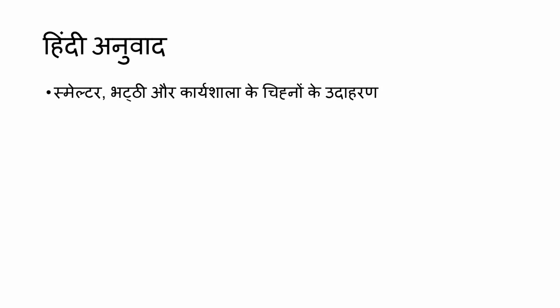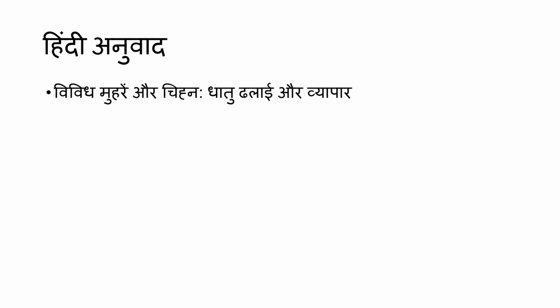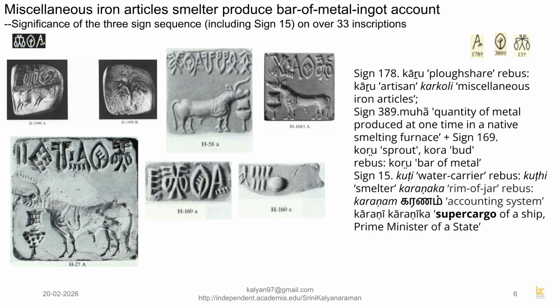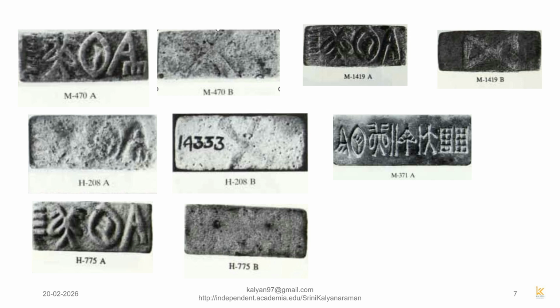This video also examines seals related to metal production, trade, and the accounting system. Here we see examples of signs representing the smelter, furnace, and workshop. Diverse seals and signs illustrate metal casting and trade practices. The inscription details the account of miscellaneous iron articles, specifically smelter-produced metal bar ingots, highlighting the three-sign sequence.